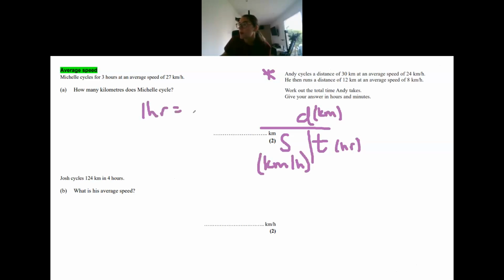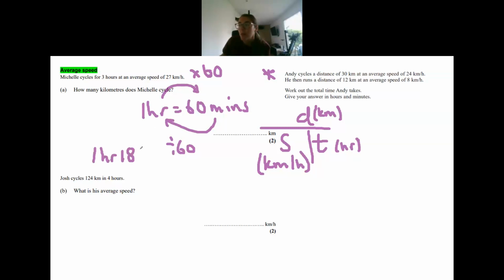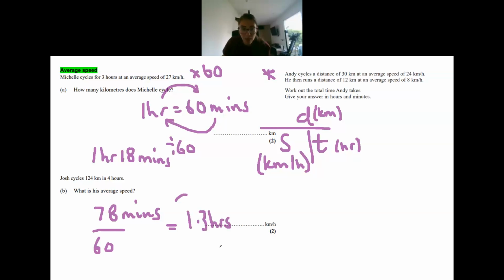1 hour is 60 minutes, so our conversion always have in our mind to go minutes to hours, you divide by 60, hours to minutes, you times by 60. So if I was told, you do a race and it takes you 1 hour and 18 minutes, that is hours and minutes, that's not hours. So first put in minutes, it's 78 minutes, divide that by 60 to get it into hours, 1.3 hours. Then you can use that number in your speed, distance, time.